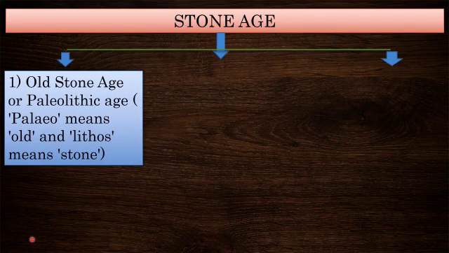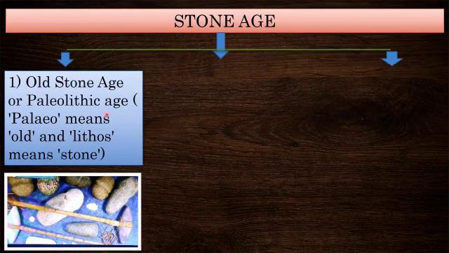So the first period is also known as Old Stone Age or Paleolithic Age, where paleo means old and lithos means stone. So Paleolithic Age is also known as Old Stone Age and Old Stone Age is also known as Paleolithic Age. So you're going to study this and you can see in this picture the tools found during the Paleolithic Age or Old Stone Age period.